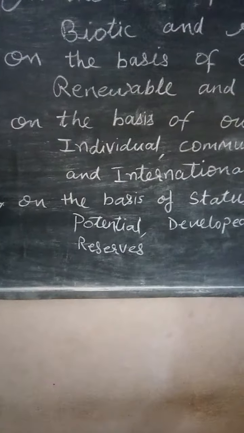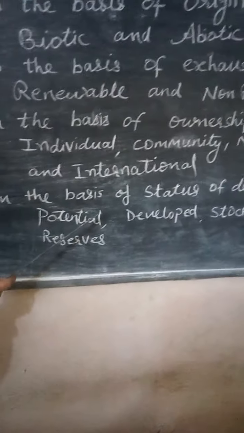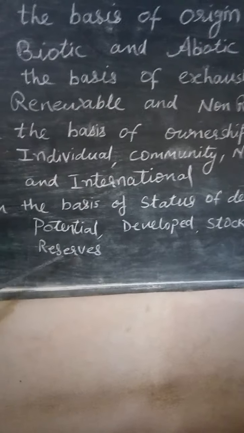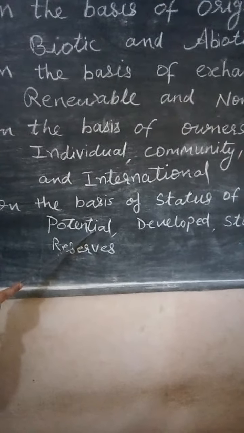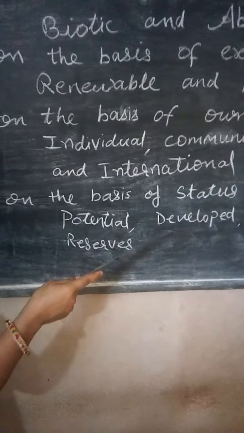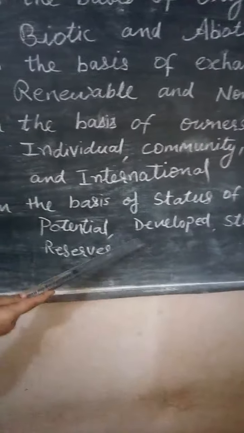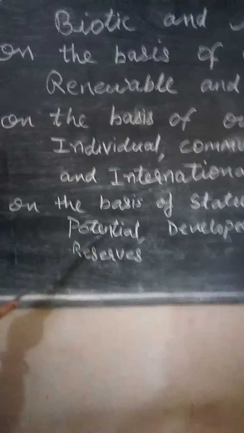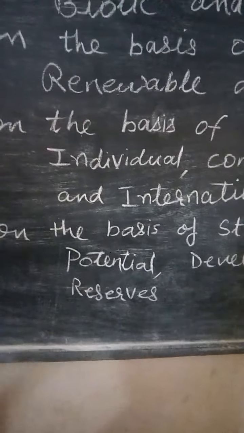Now our fourth classification is on the basis of status of development. On the basis of status of development, we can classify the resources into types, that is potential resources, developed resources, stock and reserve, also some different terms, but I will explain to you one by one. So first of all, I will explain to you potential resources.